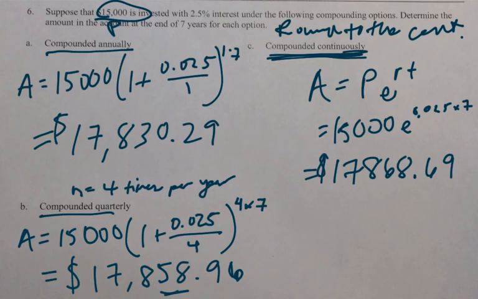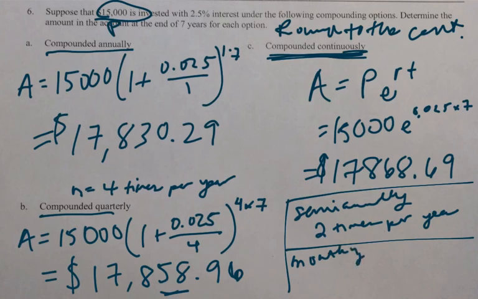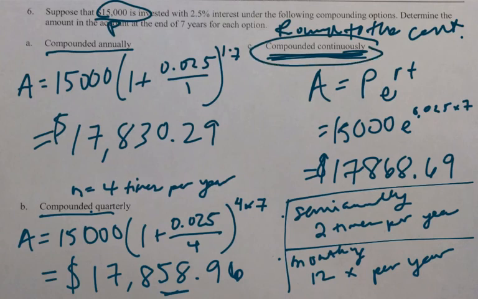So, some other things to note is that something could be compounded semi-annually, which means that is 2 times per year. Things can also be compounded monthly, which would be 12 times per year. And something could be done daily, technically, which would be 365 times per year. Now, most of the time, you probably won't see something like that. You're more likely to see monthly, semi-annually, quarterly, and annually, or something compounded continuously.